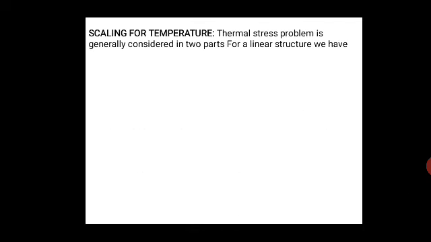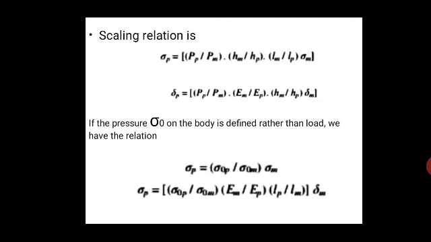Now this is the scaling for the stresses and the deflection. Sigma P is the scaling for the stress and delta P is the scaling for the deflection, which depends upon both the prototype as well as the model. This is the first method in scaling from model to prototype.